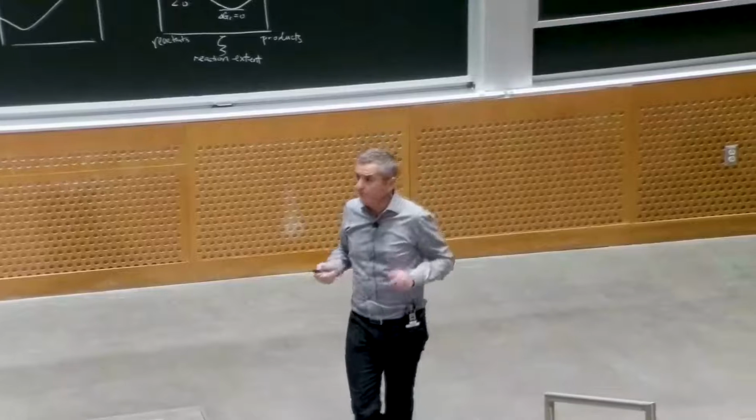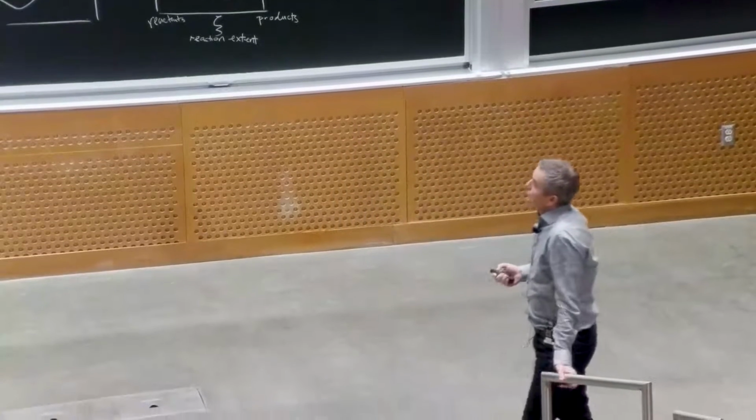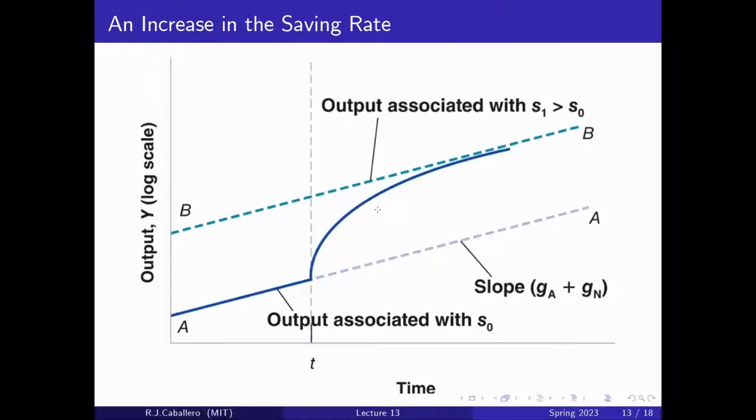I'll say a little bit more later on about that. So in this particular case, what I have done is in log space, so I can have linear things when it's growing. In log space, this economy with the low saving rate was growing here. The slope of this is output. So the slope of this was GA plus GN. Remember, in a steady state, output is growing at GA plus GN.